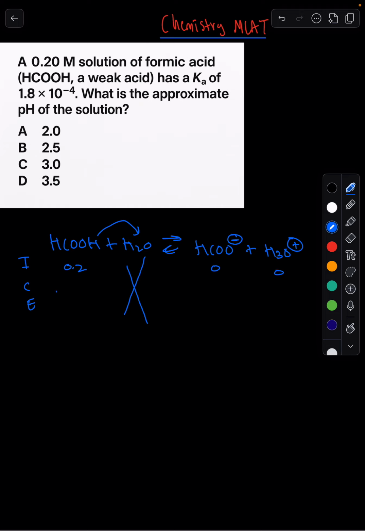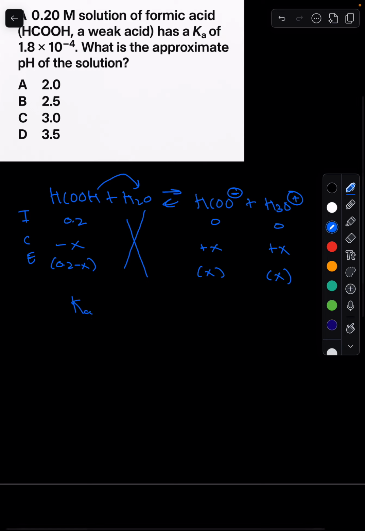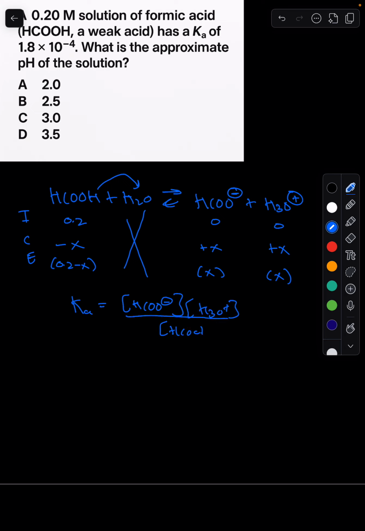And now the change comes with some value of x, and since formic acid is becoming formate, that means we're losing some amount of x. And since we're forming formate, that means we gain some amount of x. In total, 0.2 minus x, x. So now Ka is equal to products over reactants. Remember, we ignore water. So now let's solve.